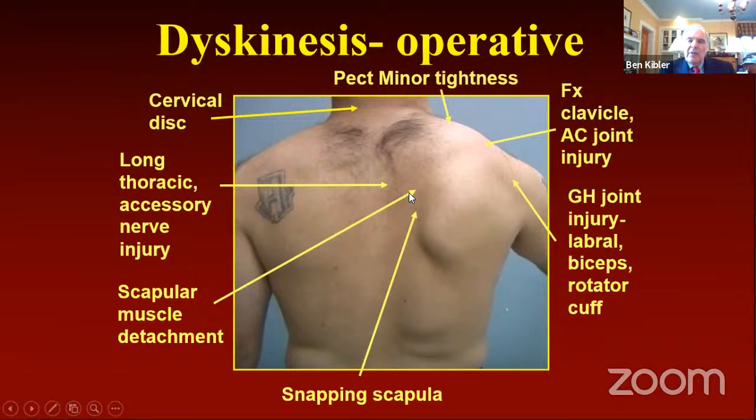So there's a post-traumatic muscle detachment of the rhomboids and lower trapezius that can create this problem. And then any type of nerve injuries, whether it be the peripheral nerves or central nerves. So this is the entire universe of problems that you have to check for when you're evaluating the scapula.